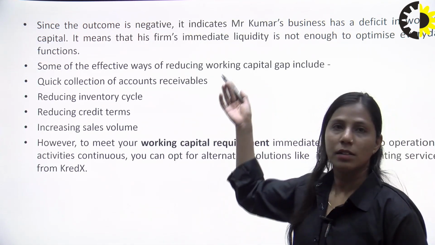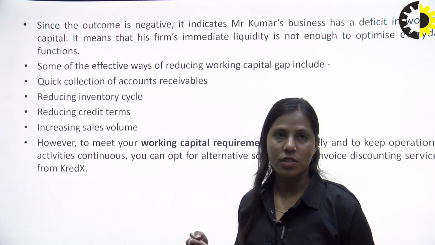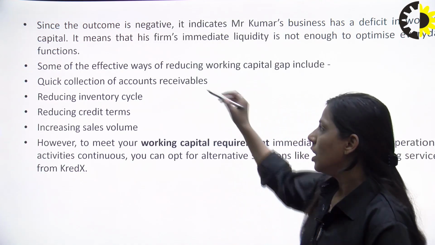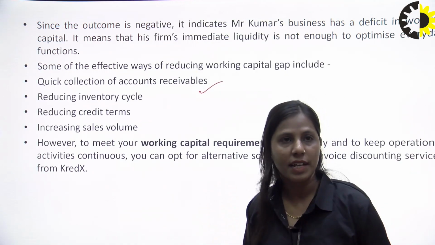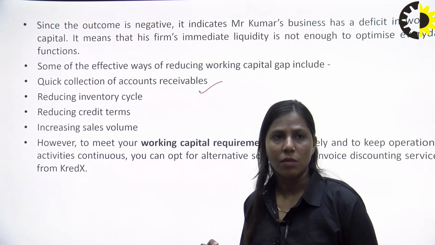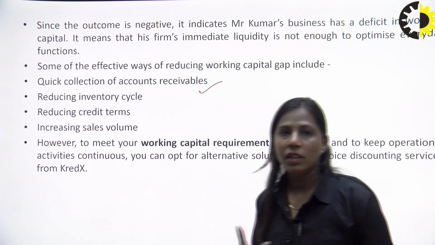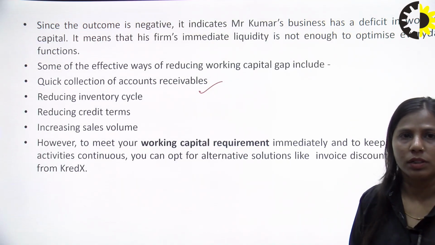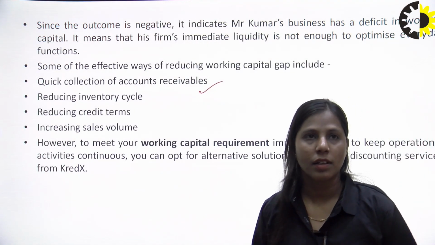We can use different methods to reduce this working capital, like quick collection of accounts receivable. We can reduce the inventory cycle, we can reduce the credit terms, and we can increase the sales volume. This is how we can meet the working capital requirement, and this can be an alternate solution to credit.